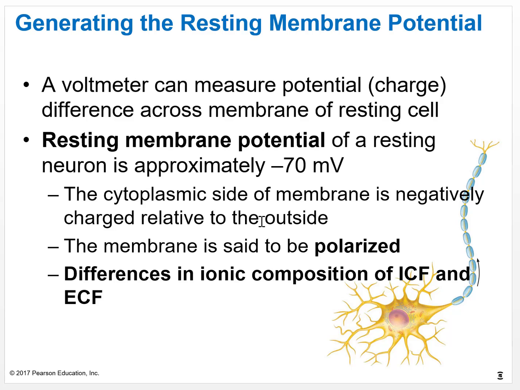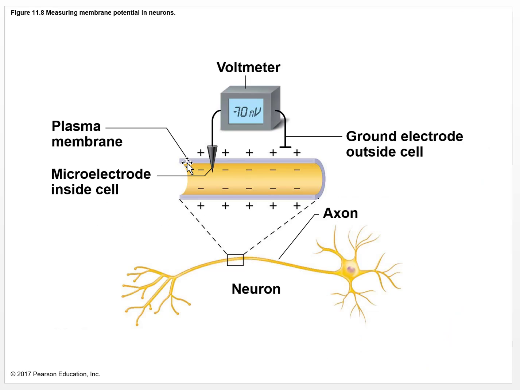And when it's at that resting membrane potential, another term for that is called polarized. So there are differences in that ionic composition between your ICF, which is shorthand for intracellular fluid in the cell, and the ECF, which is extracellular fluid, so the fluid outside of the cell. Again, measured by that voltmeter. Resting membrane potential, more negative charges inside than outside.